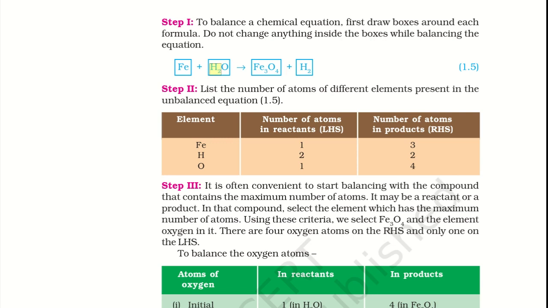Hydrogen, on the other hand, maintains its atomicity, with 2 atoms on both the left-hand side and the right-hand side, while there is also an imbalance in oxygen atoms: 1 on the left-hand side and 4 on the right-hand side. So here in the table you can clearly observe that iron is 1 on the LHS, while on the RHS it has 3 atoms. Hydrogen remains the same, while oxygen has 1 atom on the left-hand side, that is in the reactant, and 4 in the product.